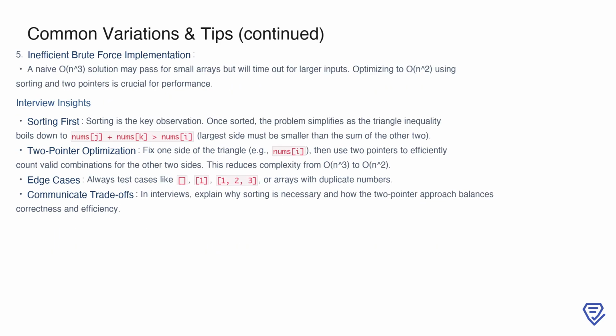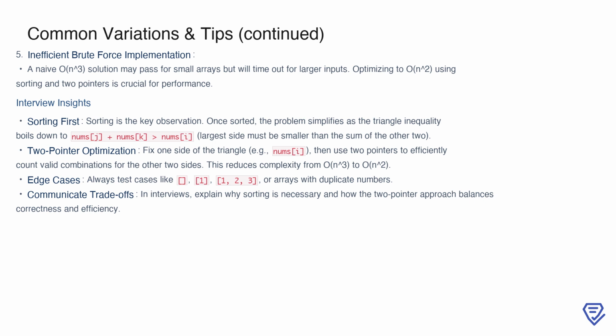Another common variation is inefficient brute force implementations. A naive O(n cubed) solution, where every triplet is checked manually, might work for small arrays but will time out for larger inputs. Instead, optimizing the solution to O(n squared), using sorting and the two-pointer technique, is crucial for handling larger test cases efficiently.